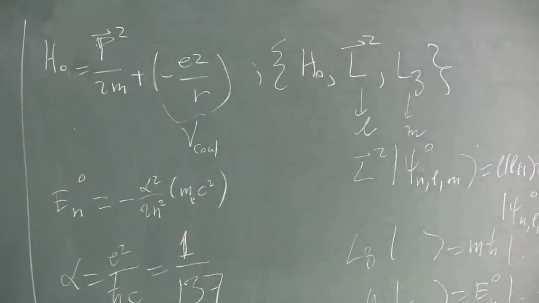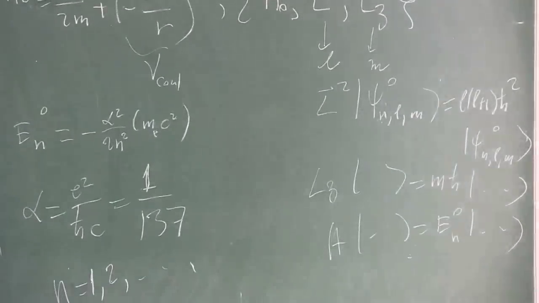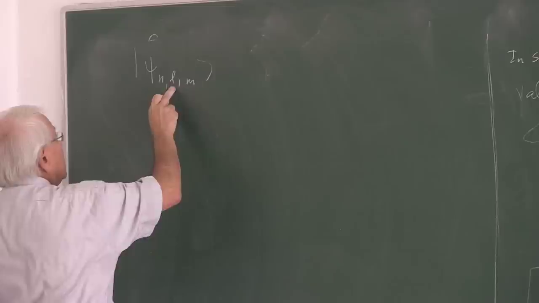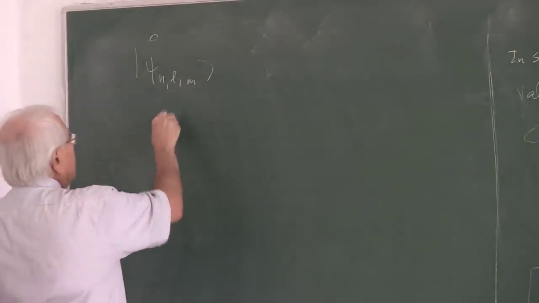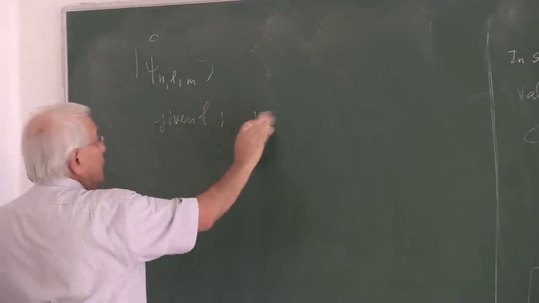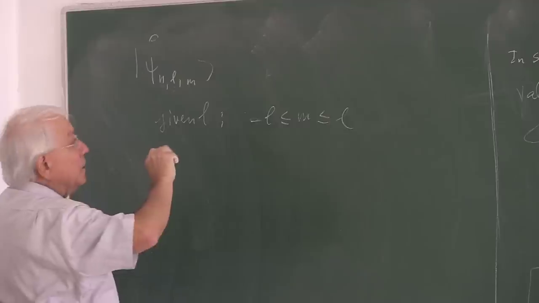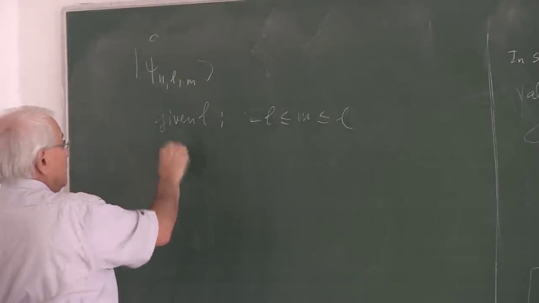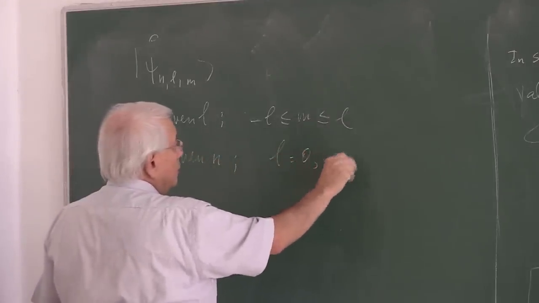Now, if you go through again through course 300 or 431, I presume one of those simple courses, you see that we have these three labels, psi n l m, and there is some relationship, restriction between them. For given l, m is restricted between minus l and plus l. Then for given n, l goes from 0 to n minus 1.